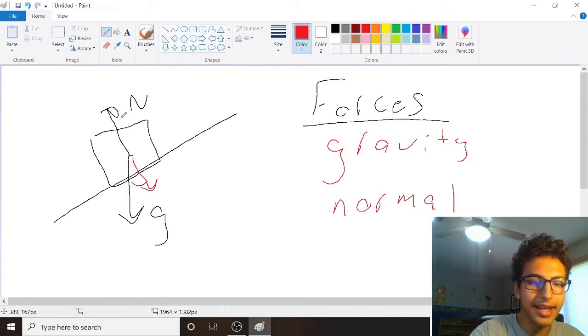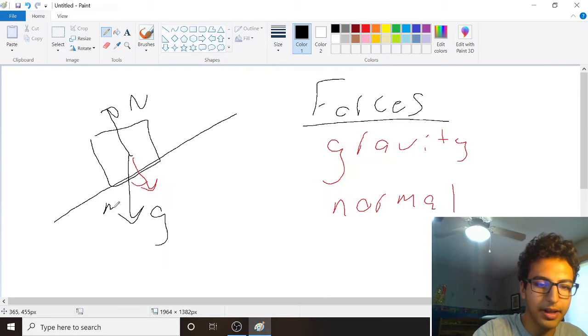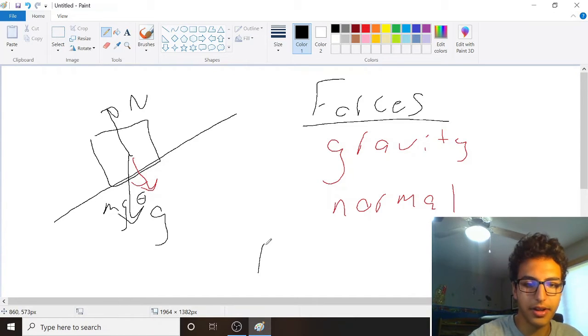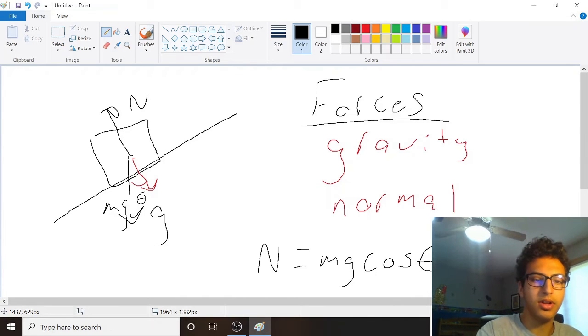Well, we know that it's exactly opposite of this component of gravity. So what's this component of gravity? Well, it's mg, because that's the magnitude of gravity. And we take the vector component, so if this angle is theta, then we know that the normal force is equal to mg cosine theta, where theta is equal to the angle between the perpendicular here and gravity. Alright, so theta is equal to this angle right here between straight down, which is gravity, and perpendicular to the surface.